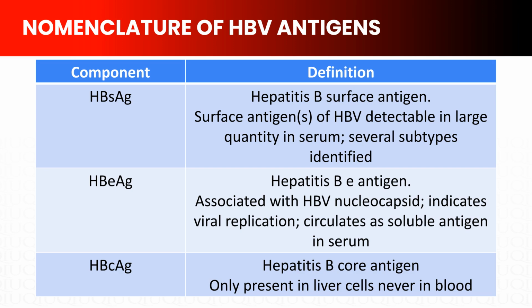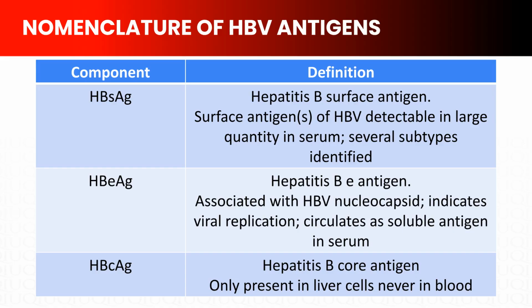Second, HBeAg, hepatitis B e antigen. This is associated with the viral nucleocapsid and indicates active viral replication. Importantly, it circulates as a soluble antigen in serum, separate from the virus itself. When HBeAg is present, it means the virus is actively multiplying.